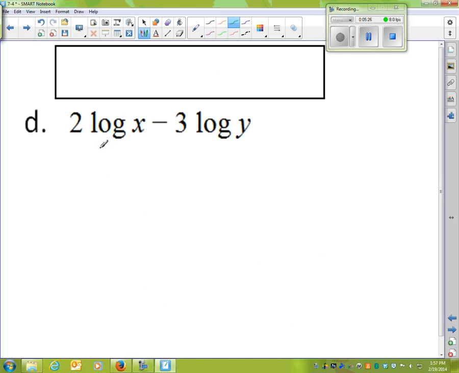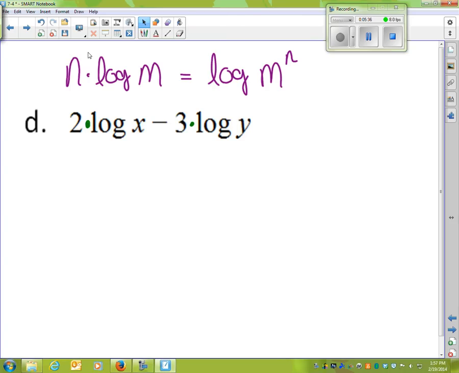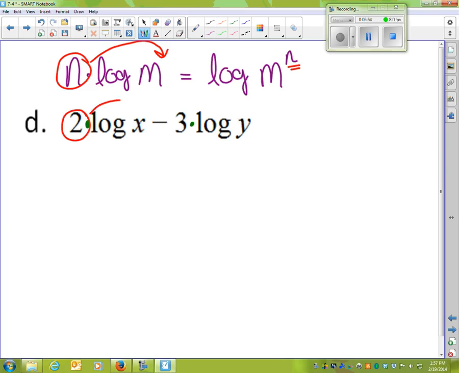Let's try one now where you have a number in front of the logarithm. This is 2 times log x minus 3 times log y. I'm going to use the power property. I have my number times the logarithm. I can take that number and bring it up, making it an exponent. So take the 2 and bring it up as an exponent of the x, and the 3 comes up as an exponent of the y.